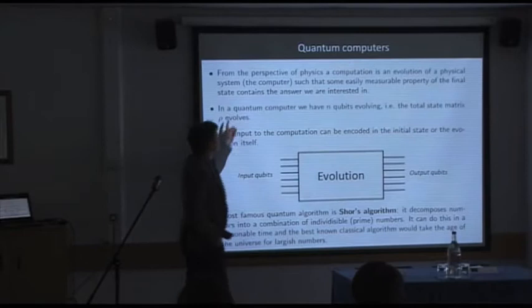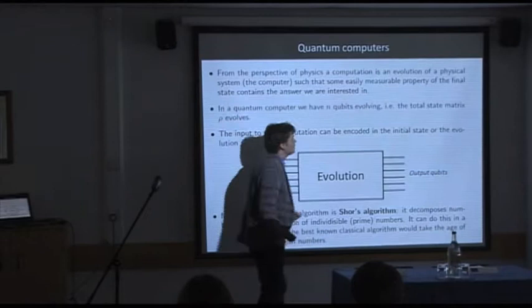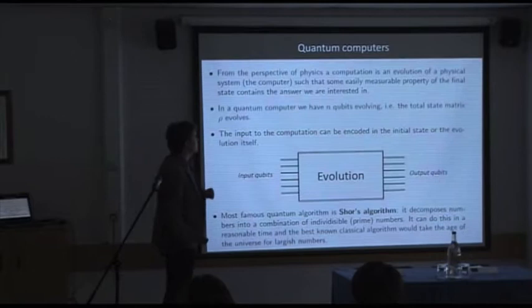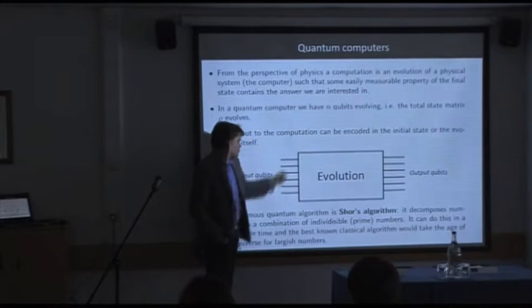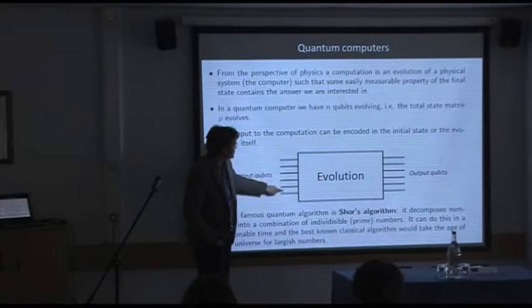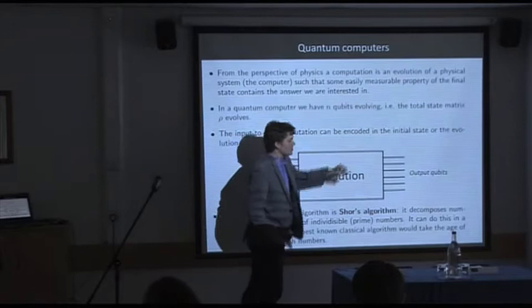So normally we say we have an n-qubit system evolving. So the state matrix of these n qubits is evolving. And it's drawn like this usually. I don't know if this helps you, but these are different qubits. So there are 6 qubits in this case. They kind of come in like this, is the idea, and then they pass through something that changes the state, and then they come out here, and now you do your measurements.